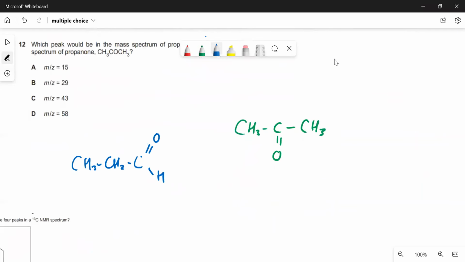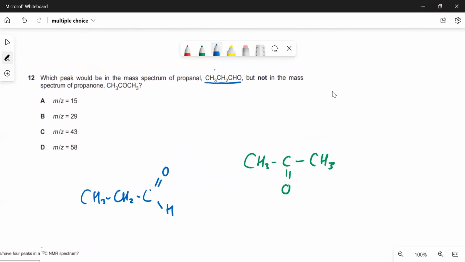Okay, right. Mass spectrum of propanol: which would appear in the mass spectrum of propanol, but not in propanone? Now, they've both got an MR of, what is it? It is 30. They've got MRs of 58.